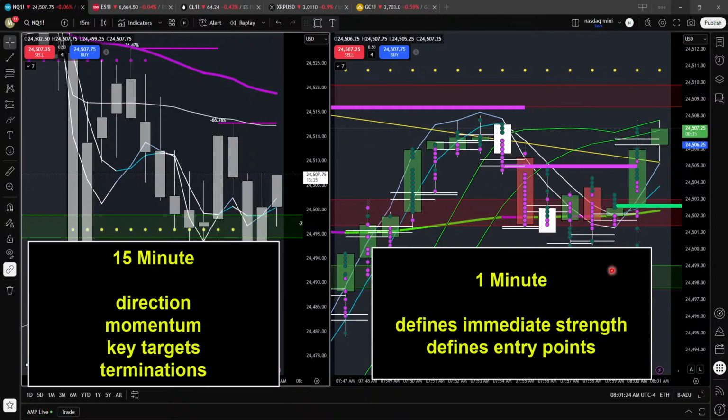The 1-minute chart is a faster chart. It's a smaller time frame. It's going to define the immediate strength in the market. It's going to define your entry points. It's going to show you where the pullback is most likely to go so that you can buy or sell a pullback in an area.